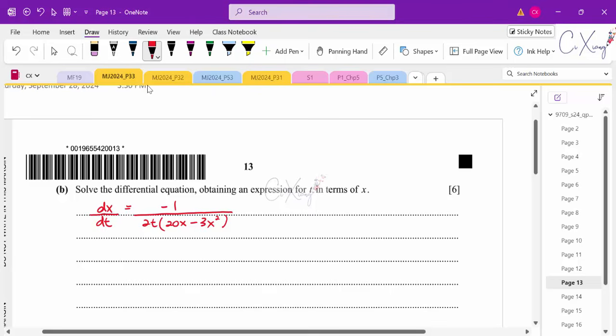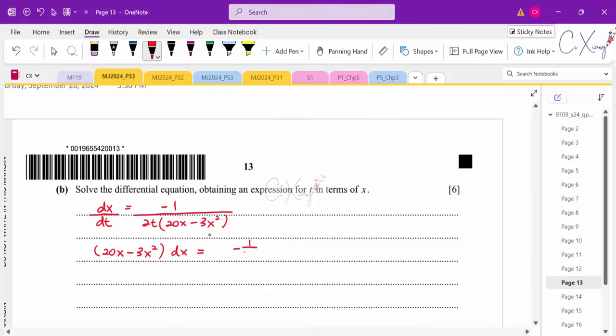Okay, so I have to separate all the x to one side, all the t to the other side. If I want to keep my x on the left, so this bracket with the x, I will bring it to the left. So I'm having (20x minus 3x squared) dx. Then I bring the dt over, I still have negative 1 over 2t on the right, multiplied with dt. So from here, you can see very clearly that I have successfully separated the variables to two sides. All the x on the left, all the t on the right. So only then I start the integration.